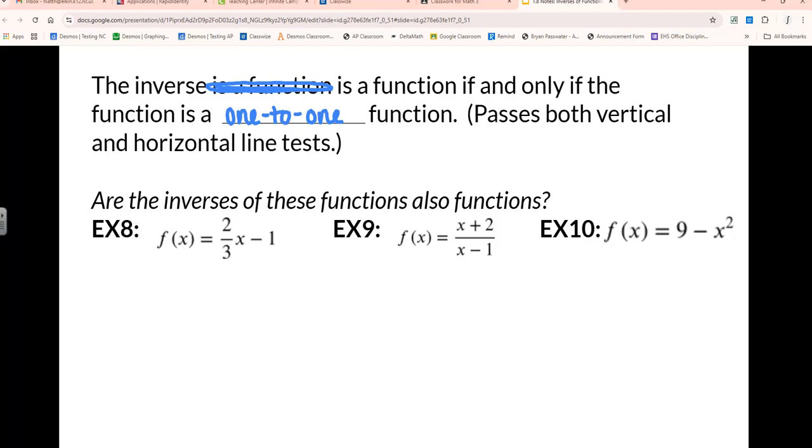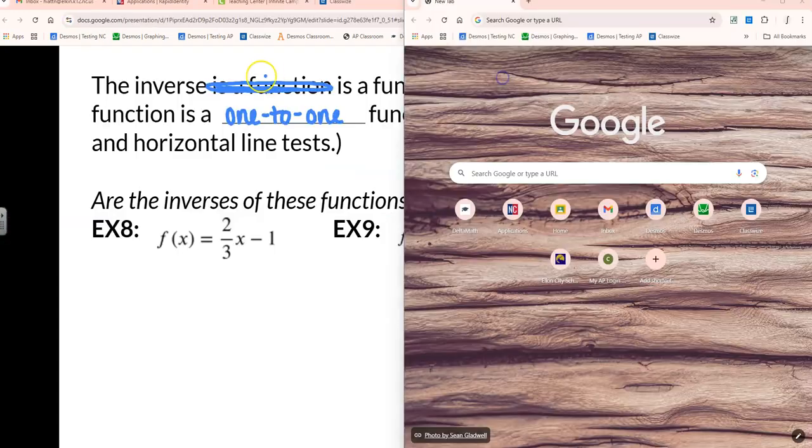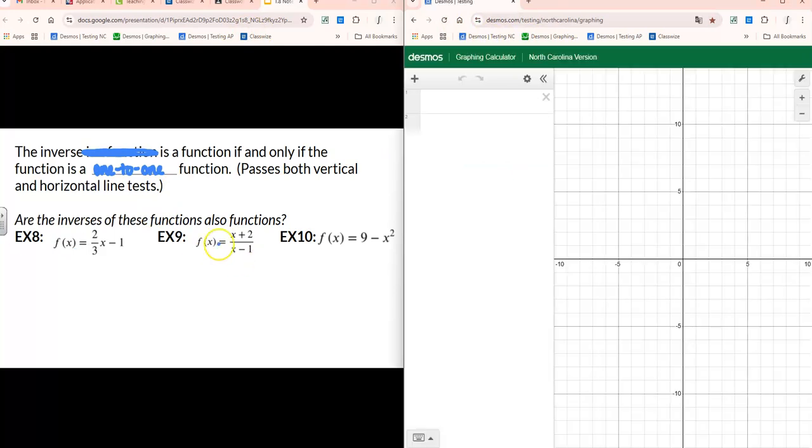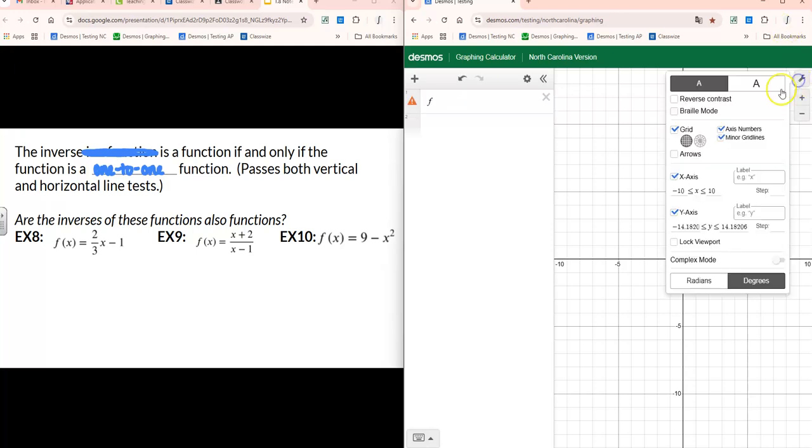Okay, so I'm going to pull up Desmos here for this because I know what 8 looks like. I know what 10 looks like. I don't know what 9 looks like very well off the top of my head. And you guys may or may not recognize any of those. But this question is just asking us if the inverses are functions. So we're given the original function, and they're asking us about the inverse.